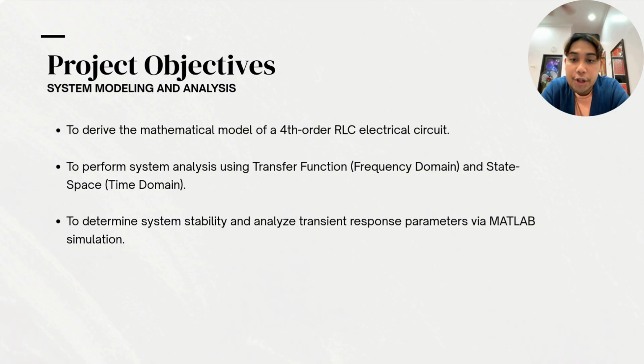Today I will present the project objectives, system modeling and analysis. We have three objectives for this project. First, to derive the mathematical model of a fourth order RLC electrical circuit. Second, to perform system analysis using transfer function, frequency domain, and step response time domain. And last, to determine system stability and analyze transient response parameters via MATLAB simulation.